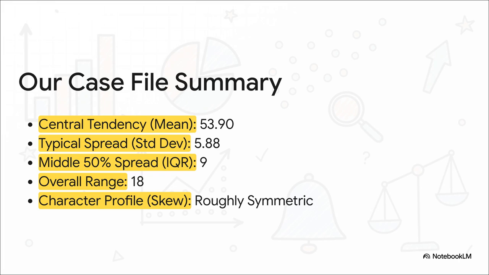The central tendency, our usual suspect, is right around 53.9. The typical spread, our standard deviation, is about 5.88. The middle 50% of the action is happening within a 9-point spread, and the entire scene spans a range of 18. And the character profile? We're looking at a pretty symmetrical distribution. The case of the jumbled numbers is cracked.